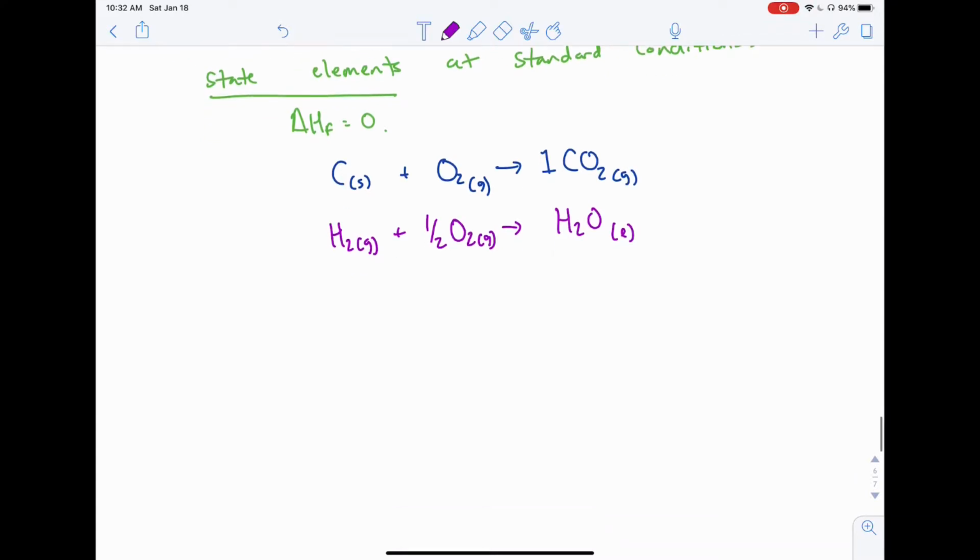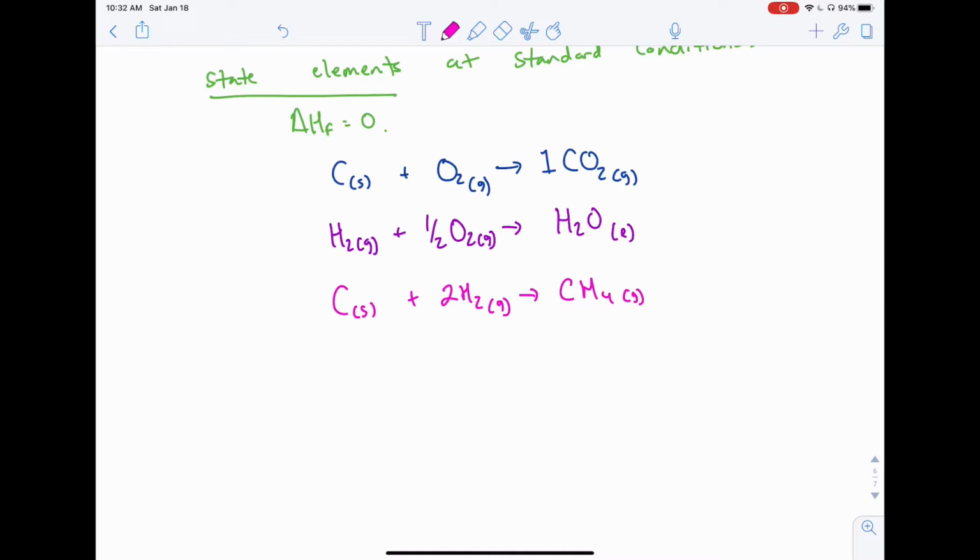Okay. Now, let me add one more in here. Let's say methane, CH4. That would be C solid plus 2H2 gas. And those have delta H values. Let me put variables here.